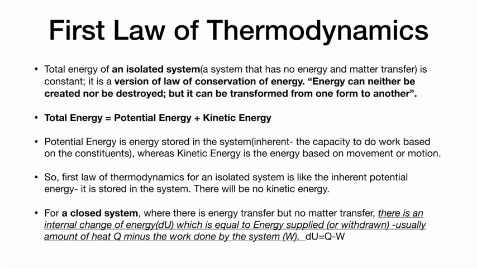If we take classical Newtonian mechanics, we know that total energy is equal to potential energy plus kinetic energy. Potential energy is the energy stored in the system, that is inherent, the capacity to do work based on the constituents. Whereas kinetic energy is the energy based on movement or motion. So the first law of thermodynamics for an isolated system is like the inherent potential energy stored in the system. It has this much capacity to do work, and it is not going to get destroyed, because there will be no kinetic energy.